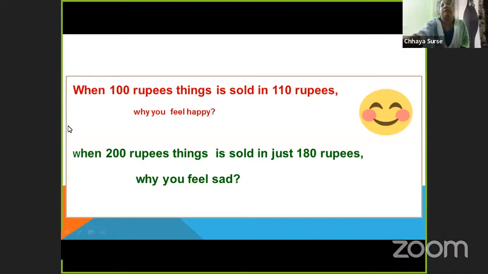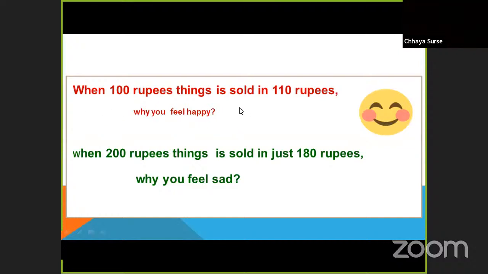So why do you feel happy here? A 100 rupees thing is sold for 110 rupees. Because here we got 10 rupees more than this 100 purchasing price. So 100 rupees, 110 rupees. So we are happy because of 10 rupees more.